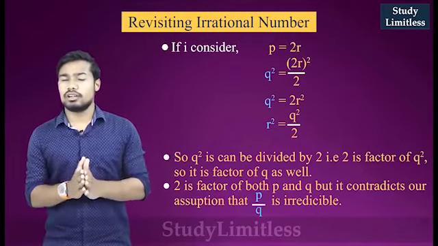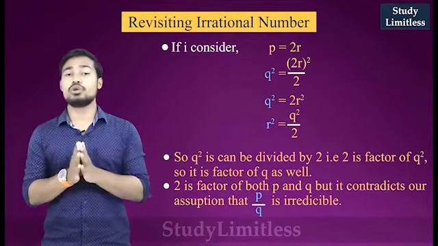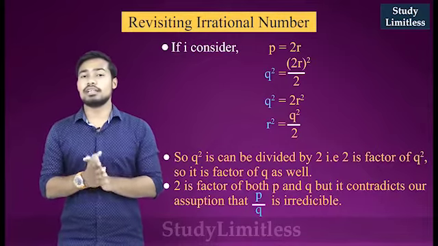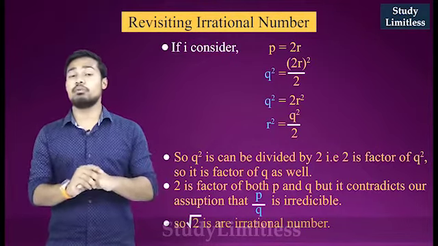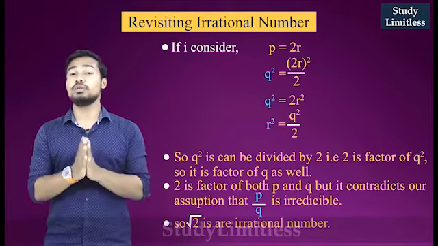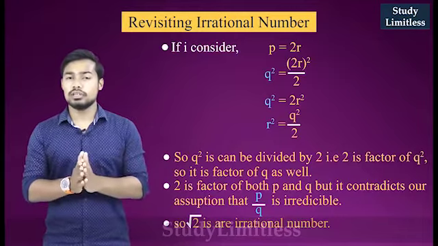But this contradicts our assumption that p by q is in its lowest terms, since 2 is a prime number and should not have common factors. So we can say that root 2 is not a rational number and it cannot be represented in the form of p by q, where p and q are irreducible. So root 2 is an irrational number.